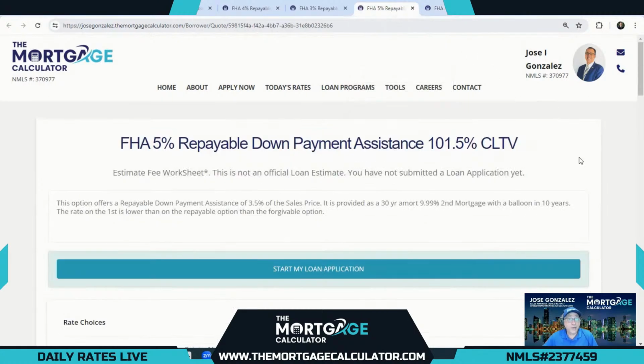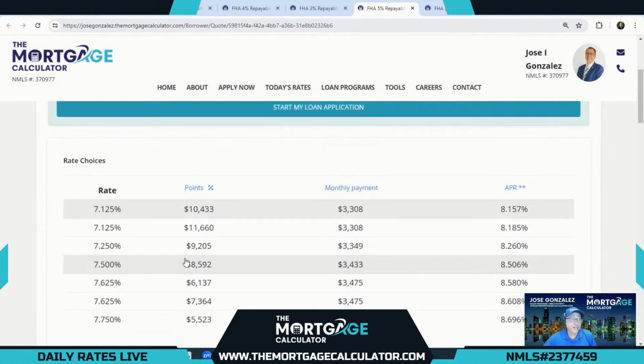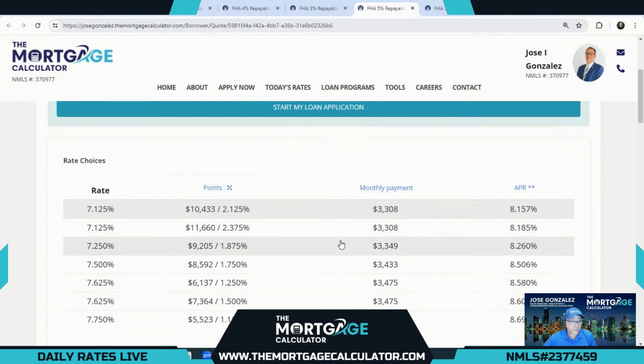So now, I was mentioning the difference in down payment assistance, allowing the excess funds to be applied to the closing costs, which is another reason why you would go for the repayable option, because the forgivable option does not have a 5% option. Only the repayable option and the closing cost assistance have a 5% assistance option. In this case, you have 3.5% that you can apply to the down payment and 1.5% that you could apply to the closing costs. And good rates still here.